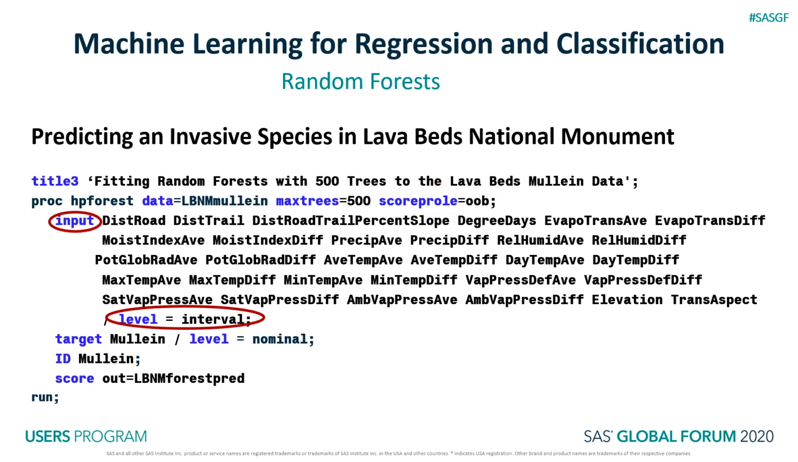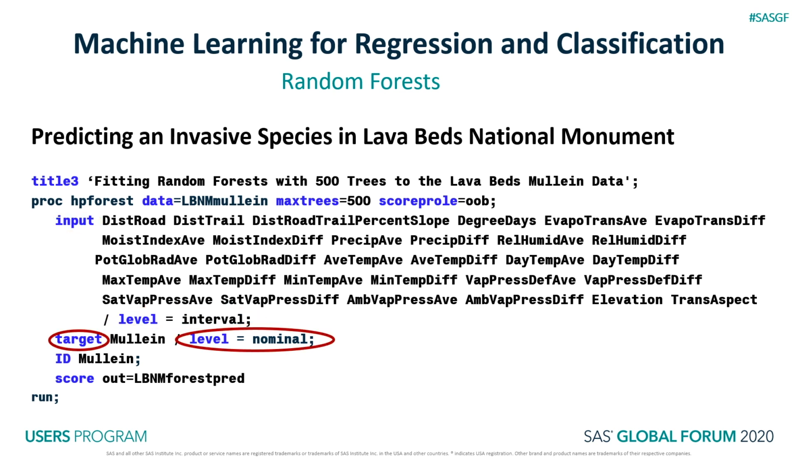So proc HPFOREST is not part of SAS/STAT, and it has a different syntax. To specify the predictor variables, we use input statements. And you can see here I've got input and then a list of variables, and then slash level equal to interval. So that's saying that all of these predictor variables are continuous interval valued variables. If I also had some categorical variables, I would need a second input statement, and I would do level equal to nominal for those other variables.